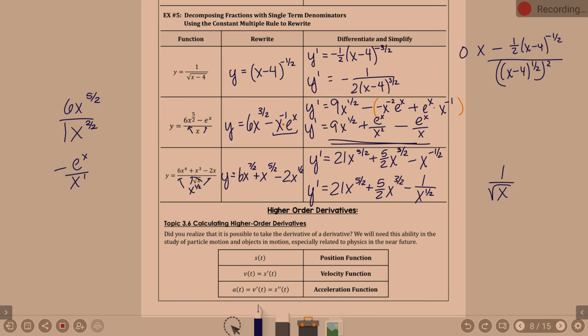Velocity, often known as v of t, is the first derivative of the position function. And then we have acceleration, often known as a of t. Acceleration is the second derivative of position, so it's s double prime of t, or, since velocity is in the middle, it's the first derivative of velocity. So it's position, then you take one derivative, you get the velocity. You take two derivatives, you get the acceleration.